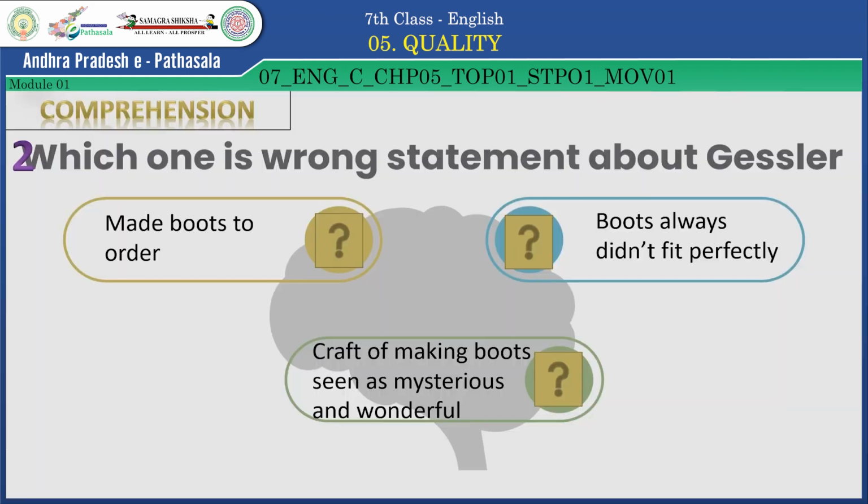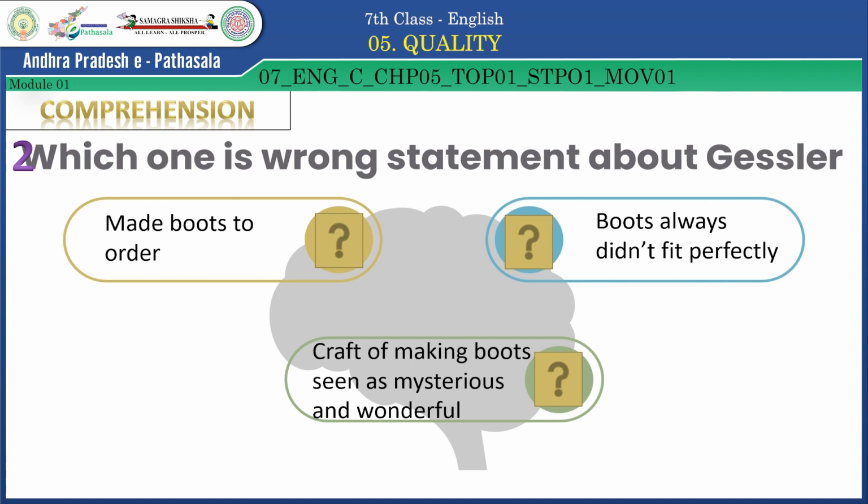This is the second question. Which one is the wrong statement here about Jessler? The options are: first one, made boots to order; second one, boots always didn't fit perfectly; third one, craft of making boots seen as mysterious and wonderful. Your time starts now. Quickly answer this question.